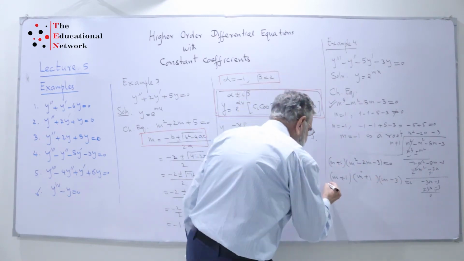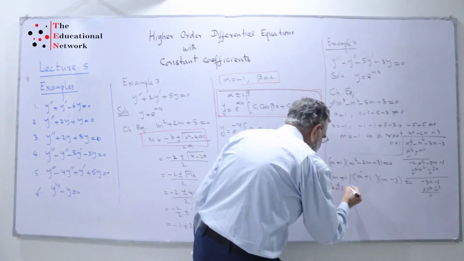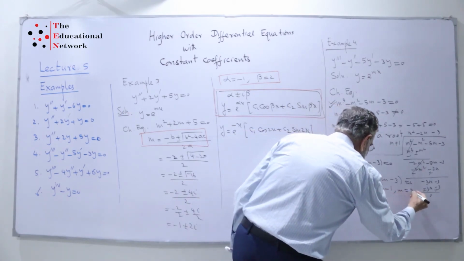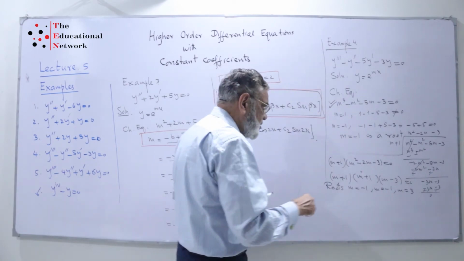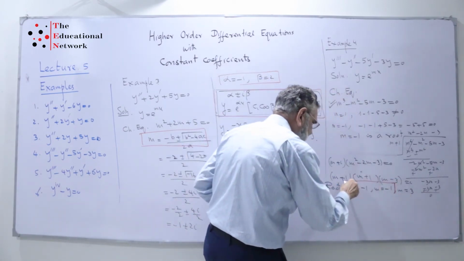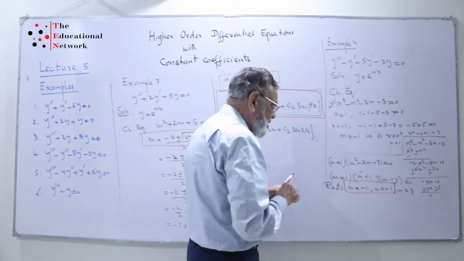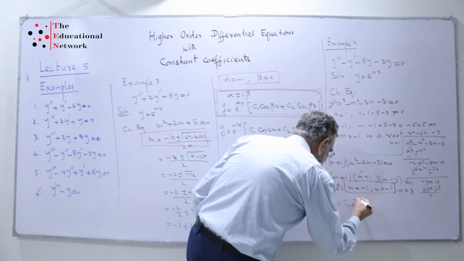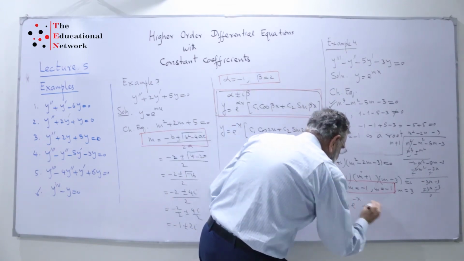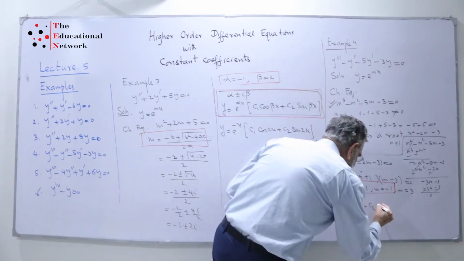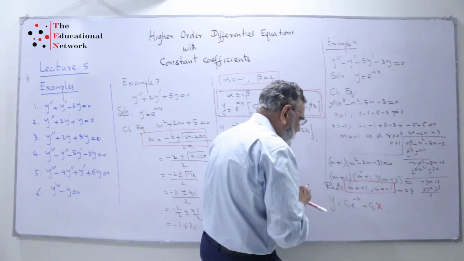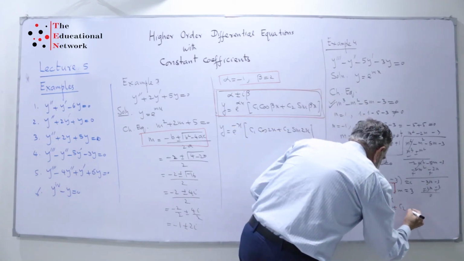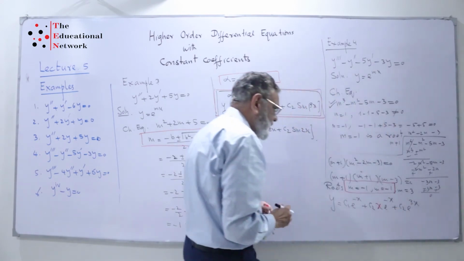So the roots of this equation are m1 equal to minus 1, m2 equal to minus 1, and m3 equal to 3. Here we can see that the roots m1 and m2 are repeating. So we write our general solution: y equal to c1 e to power minus x, then c2, because the root is repeating, so we multiply by x and get x e to power minus x. They become distinct from that one. Then c3 e to power 3x. So that is my general solution.